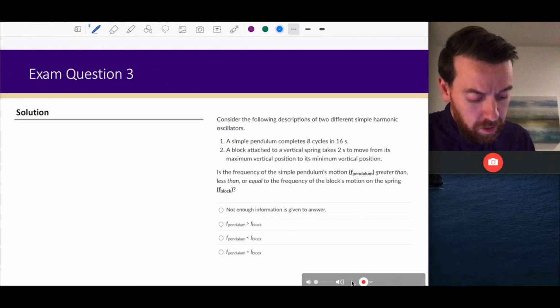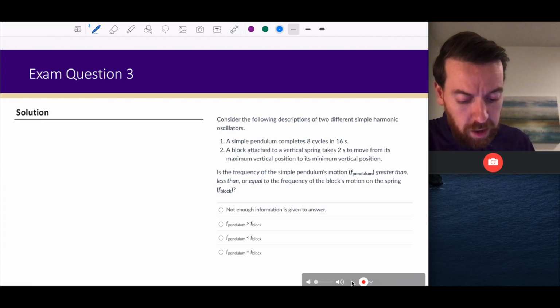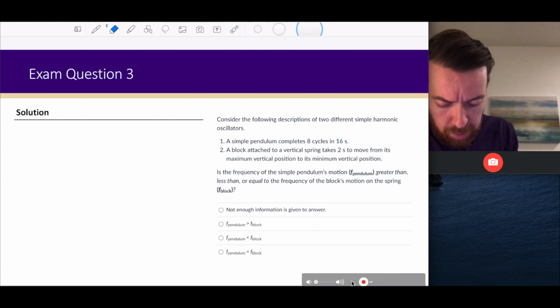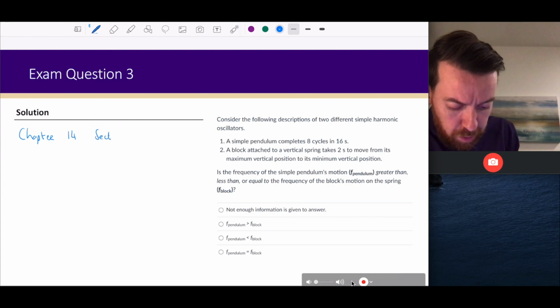Okay, so this is going to be the solution for exam question 3 on the Physics 116 first midterm in winter 21. And this question is looking at frequency and period. So this is coming from chapter 14. I'm looking at section 14.1.